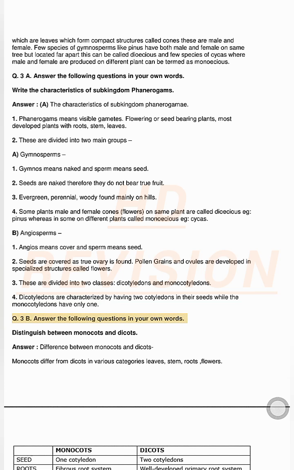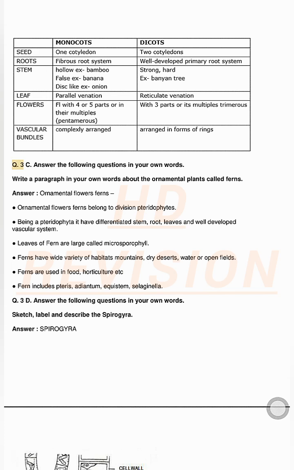Q3B. Answer the following questions in your own words. Distinguish between monocots and dicots. Answer. Difference between monocots and dicots. Monocots differ from dicots in various categories: leaves, stem, roots, flowers. Q3C. Answer the following questions in your own words. Write a paragraph in your own words about the ornamental plants called ferns.